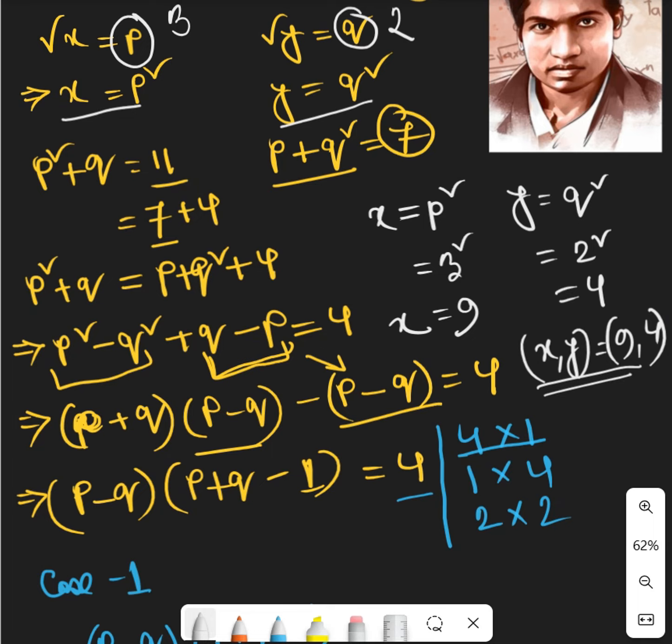Of course, the argument said X and Y belong to the positive integers, and of course 9 and 4 are positive answers. Thank you so much.